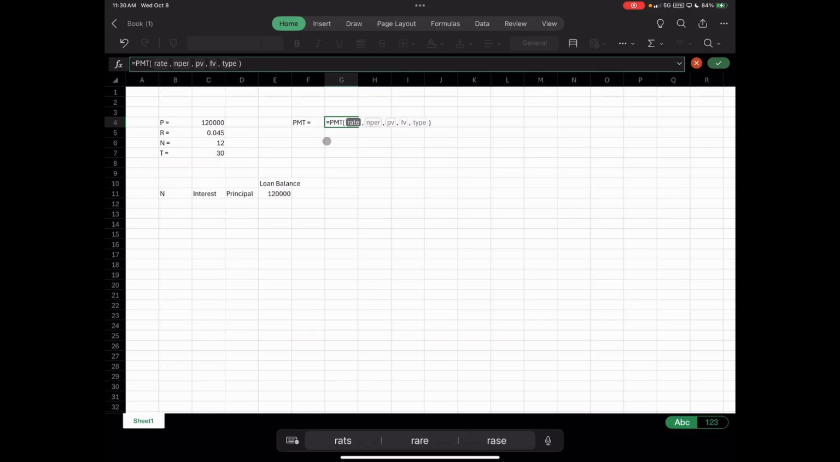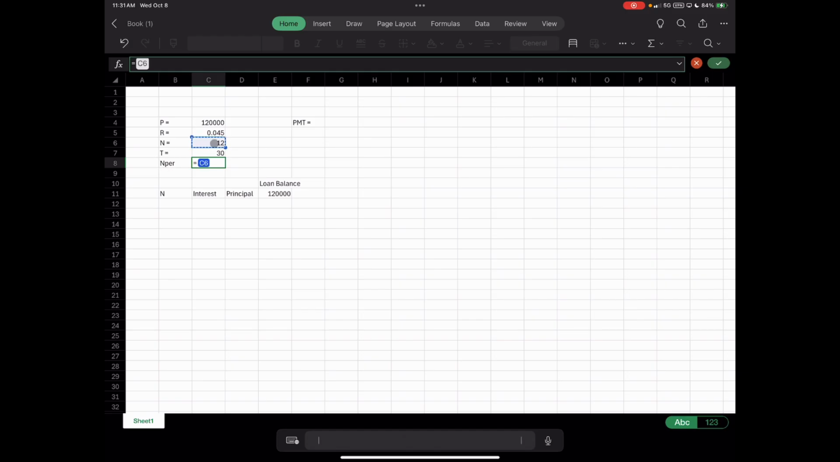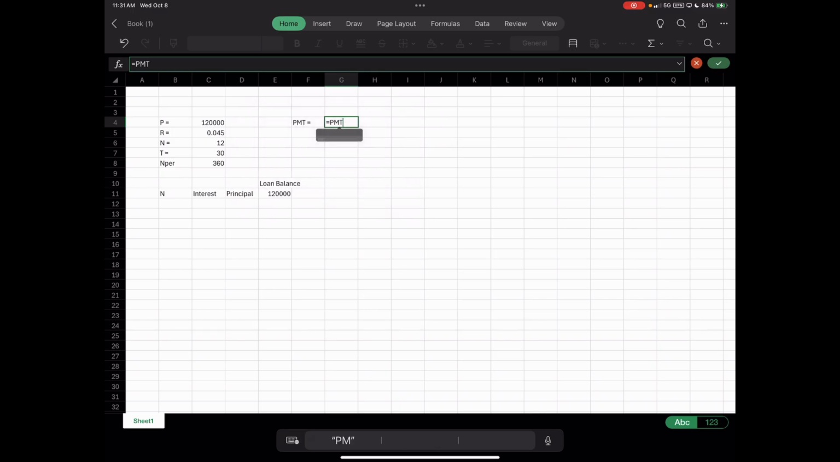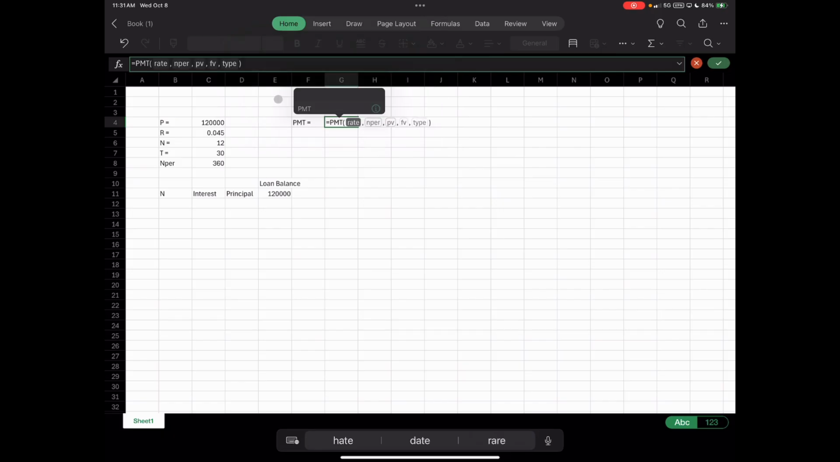Now, I am going to kind of escape out of this for a second because we didn't calculate total number of periods, and so my N per, according to them, that's going to be my number of periods per year times my number of years, 360. All right, so now I'm going to have equals PMT. I want them to go ahead and give us the guidance, so we'll go ahead and do that. And then for my rate, I'm going to choose, still want that monthly rate, right? I still need that monthly rate.